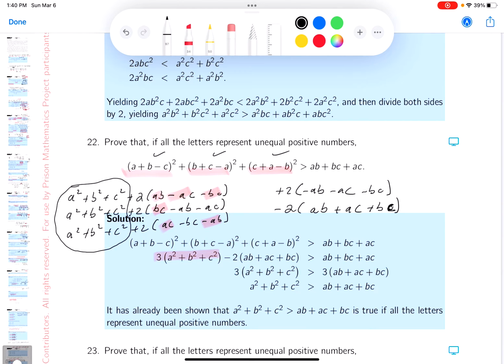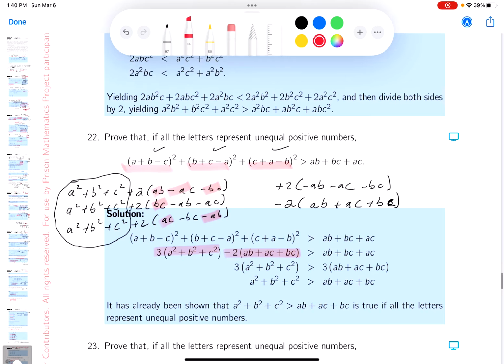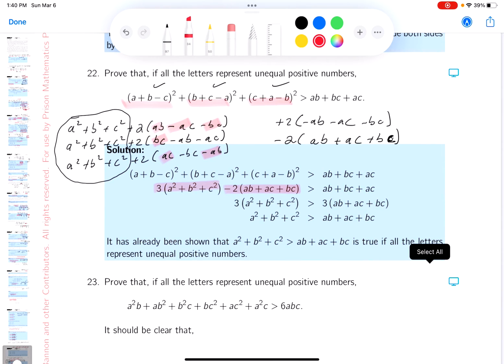Let's see if they have that written down. I'm seeing the minus 2. Let's see, AB, AC, BC. I got that. It's covered. Completely covered. All right, next thing I got this guy. This guy sure does look like the other guy, right? AB, AC, BC. Different order, but nonetheless, it's the same thing. All right, so what did I do there? Well, I added 2 of them to both sides, all right?